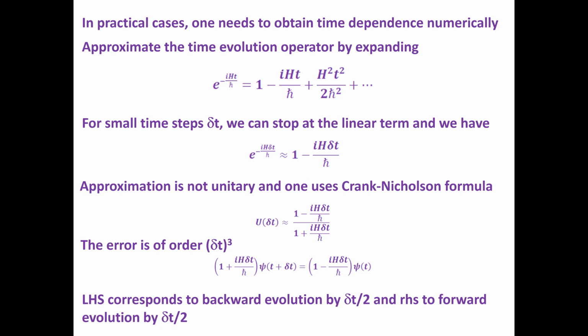See, the problem is, if you truncate at the linear term, can you tell me whether this operator is unitary? Okay, so if you take the U dagger of this one, it is not going to be unitary, right? So your wave packet does not preserve its norm. If the wave packet does not preserve the norm, either you have to normalize it as you go along, or else you lose the information. Okay, so in order to have a unitary propagation, you use what is called the Crank-Nicholson formula. So Crank-Nicholson formula uses the unitary operator, which is 1 minus iH delta t by h cross divided by 1 plus iH delta t by h cross. Okay.